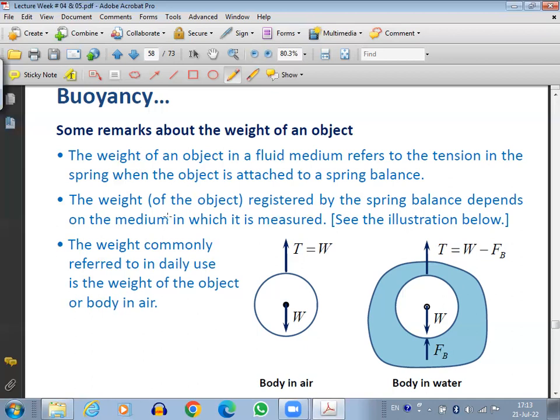So this could be asked in a short question. The question would be, why is the measured weight within water less compared to the measured weight outside water? The answer would be because inside water, the buoyancy force is countering some of the weight. So that's why the weight measured inside water would be less.